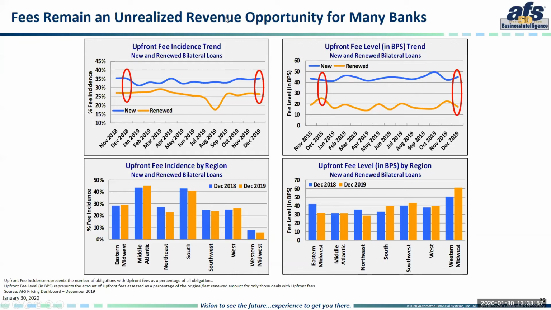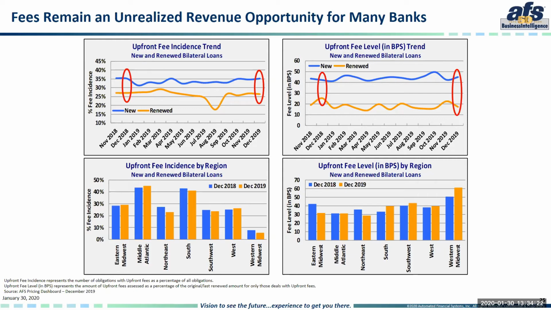The chart at the top left of this slide shows that on a year-over-year basis, the fee incidence rate has not changed for both new and renewed bilateral loans. On the top right, we can see that the fee level for new loans edged higher in December, rising above the level seen a year ago, while the level for renewals was below the level reported a year earlier.